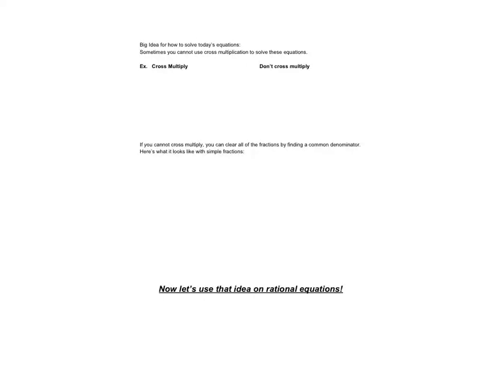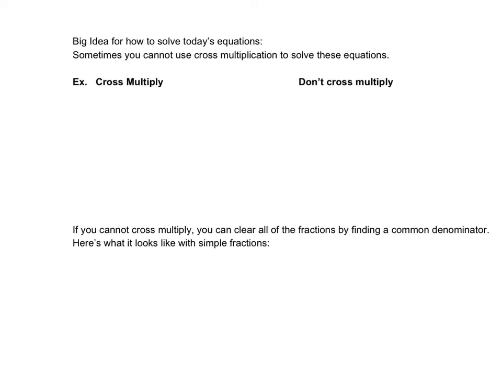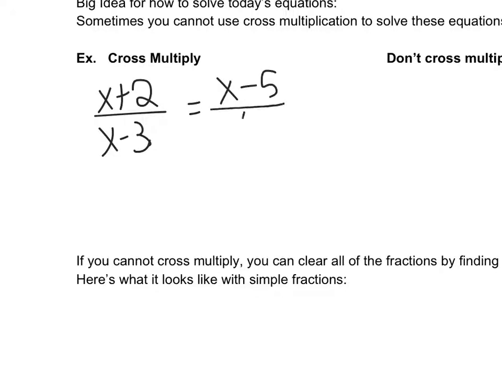Okay, here we are, last day of chapter 7, and we are going to be solving rational equations in just a slightly different way than we did yesterday. So the big idea for what we're going to do today is, yesterday we did cross multiplication, right? So that looked like something like this, where you might have had x plus 2 on the top and x minus 3 on the bottom equals, and then you might have had something on the other side like x minus 5 over 6.